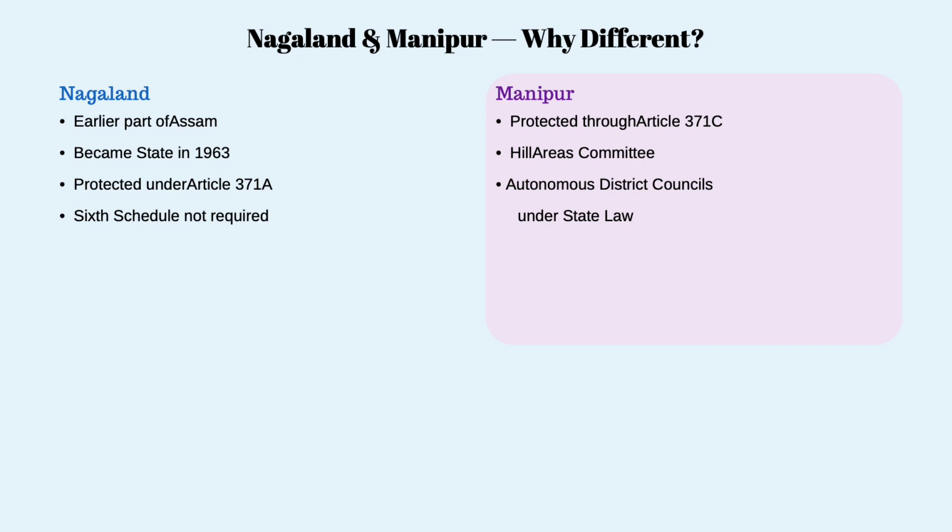And Manipur also has protection through Article 371C, which I explained a few days back, and it has a committee, kind of like an autonomous district council, but with lesser powers, the Hill Areas Committee. So under state law, it has an autonomous district council that doesn't have too much power. It doesn't have legislative power. So the majority of the decisions are made by the state government, which is why they're complaining right now, saying that they also need to be included in the 6th Schedule. They have been making the demand for many years.